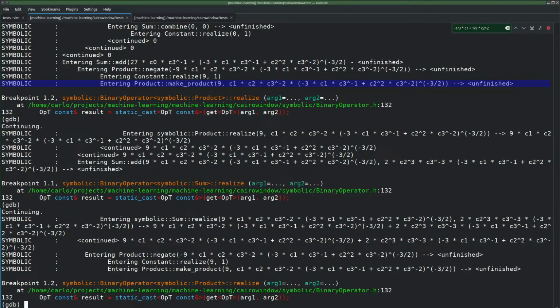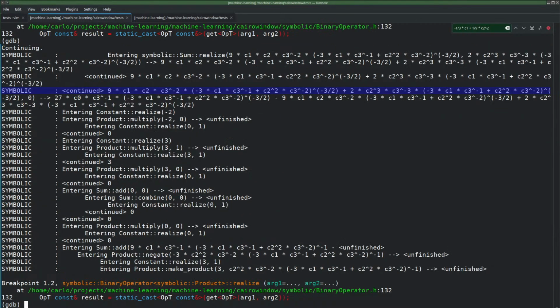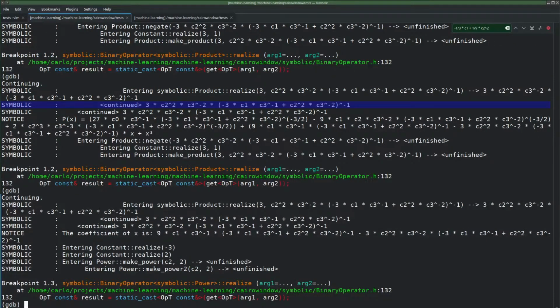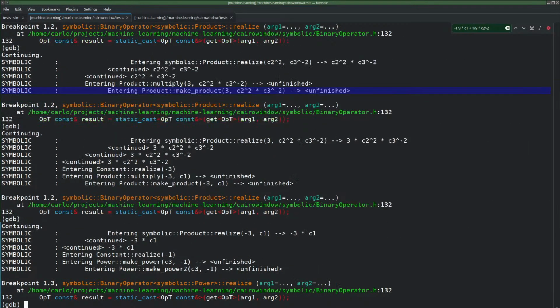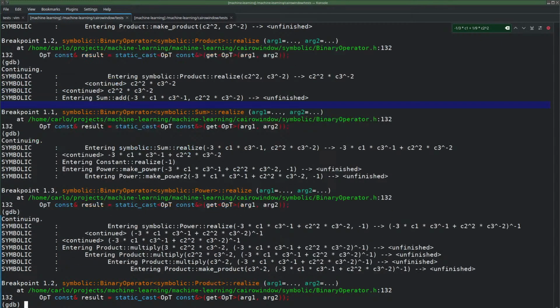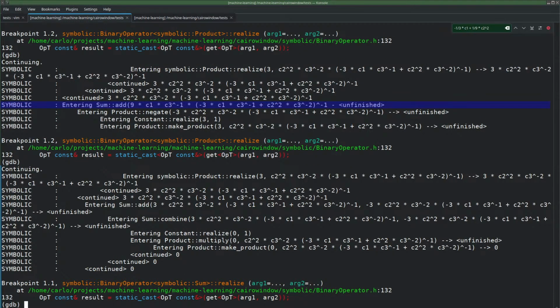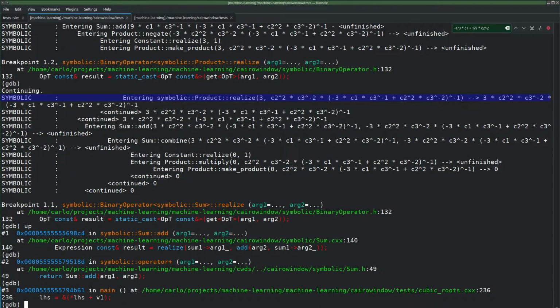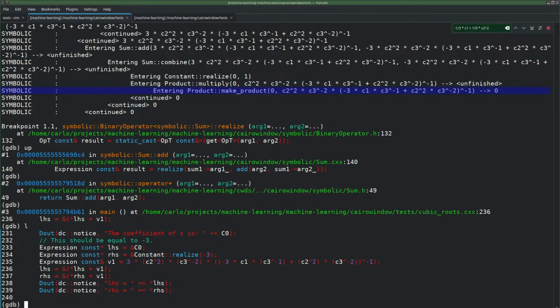This is another sum. Product, sum. Product, power. This can go on forever. Let's see where we are now in main. 236. Oh. That's basically the end. Okay, let's continue then.